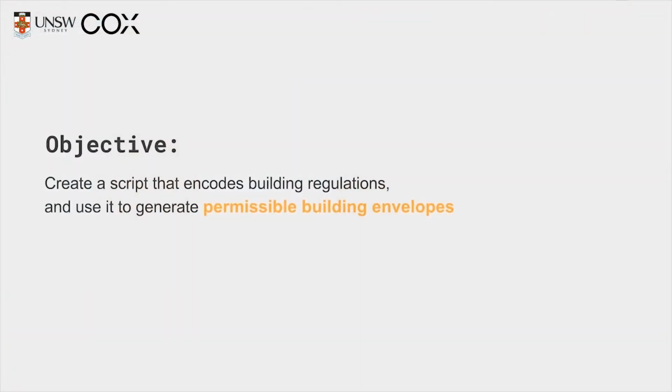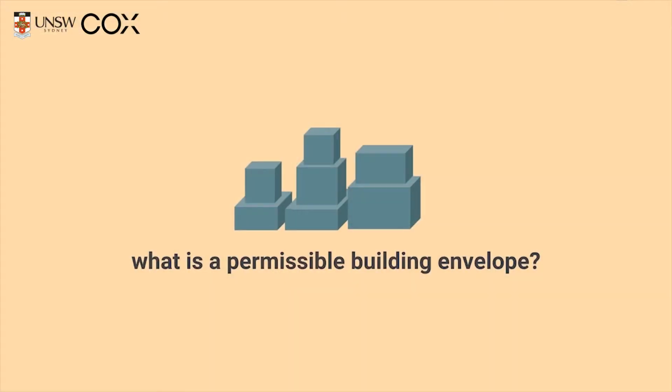So my objective when making this research was to create a script that encodes building regulations and use it to generate permissible building envelopes. So the first question to ask is, what is a permissible building envelope, or what have we defined it as? So we've defined it as the maximum buildable area on a property. It includes the appropriate setbacks and heights. It's important to note that it could change based on different land uses and bonuses, but we haven't considered that and just considered the permissible building envelope as the first phase of testing whether a building is compliant.